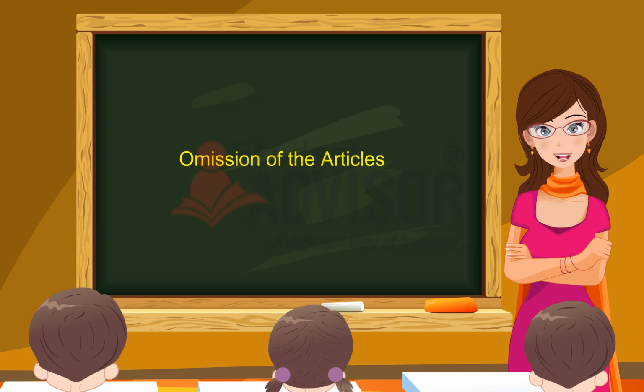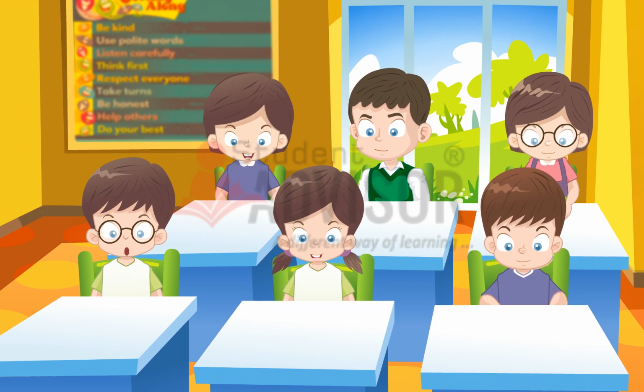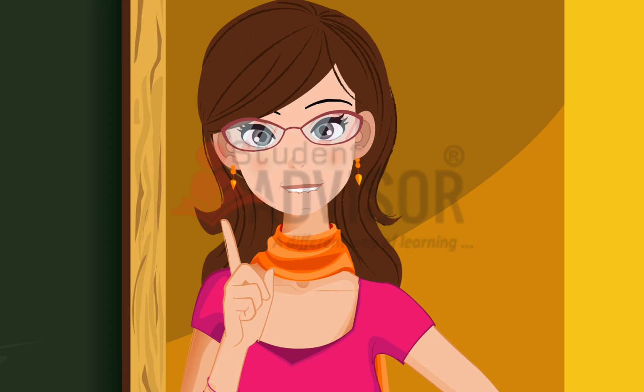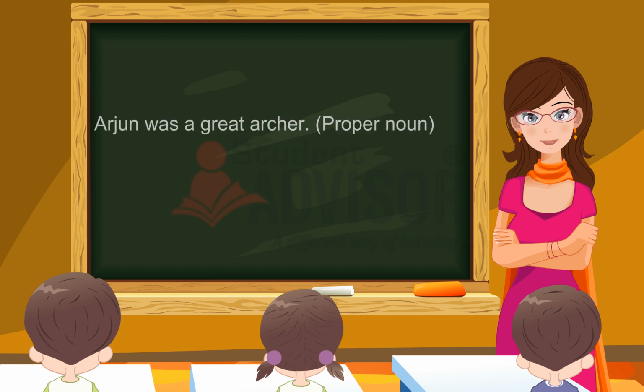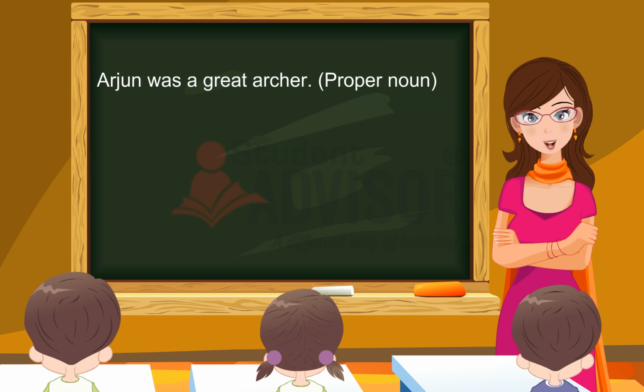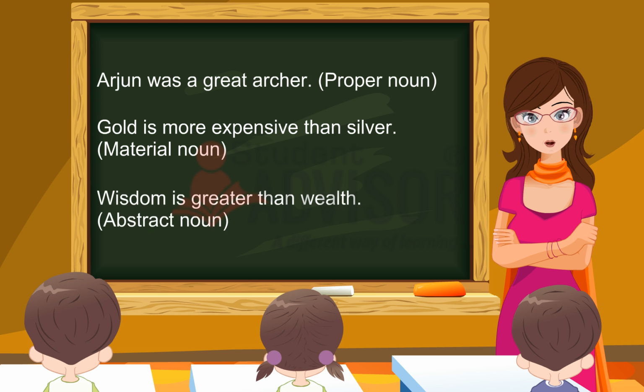Omission of the articles. No article is used in following situations. Before proper noun, material noun and abstract noun. Arjun was a great archer. Proper noun. Gold is more expensive than silver. Material noun. Wisdom is greater than wealth.